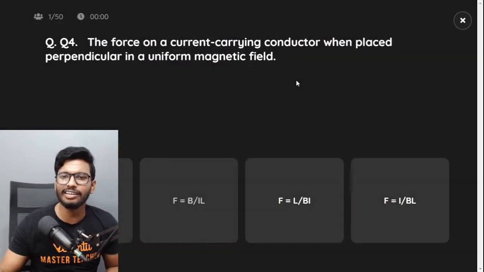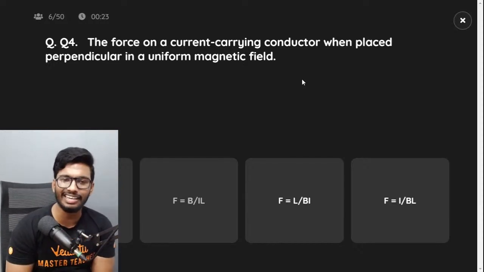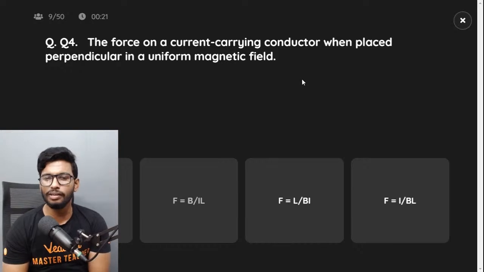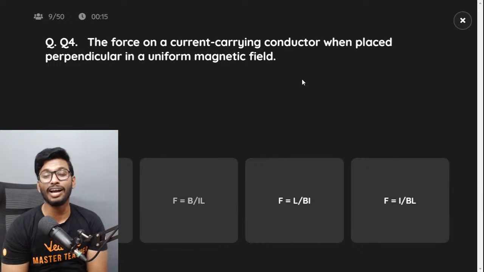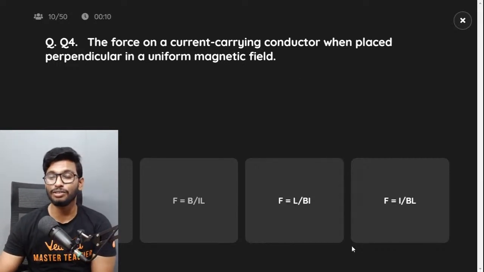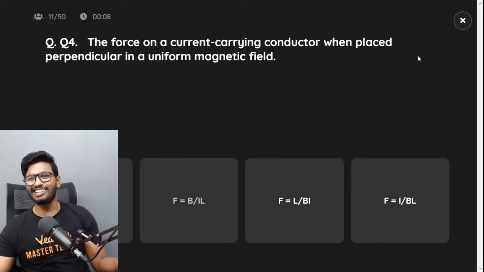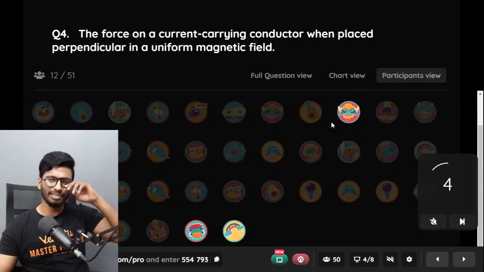The force on a current carrying conductor when placed perpendicular in a uniform magnetic field is: F is equal to BIL, F is equal to B by IL, F is equal to L by BI, or F is equal to I by BL? Very simple question. I believe that you should get the answer without even thinking twice, because it's a very straightforward question. Let's see how many of you guys can figure it out.